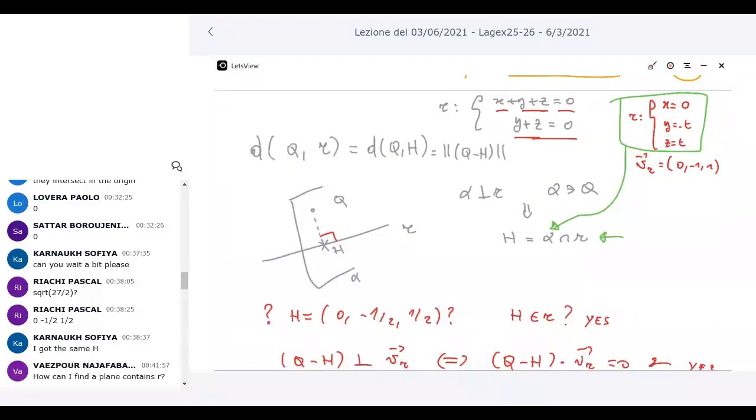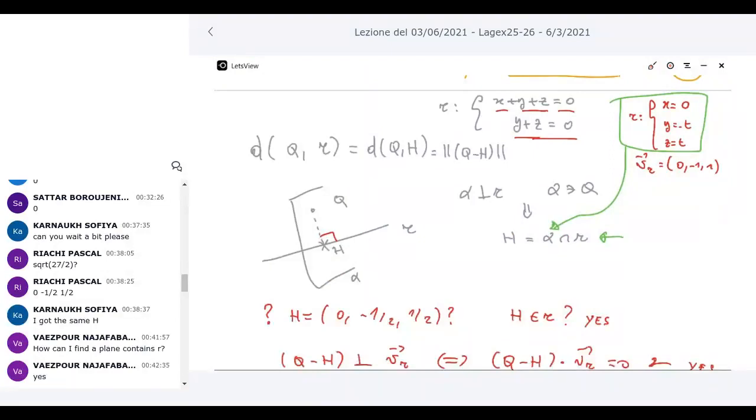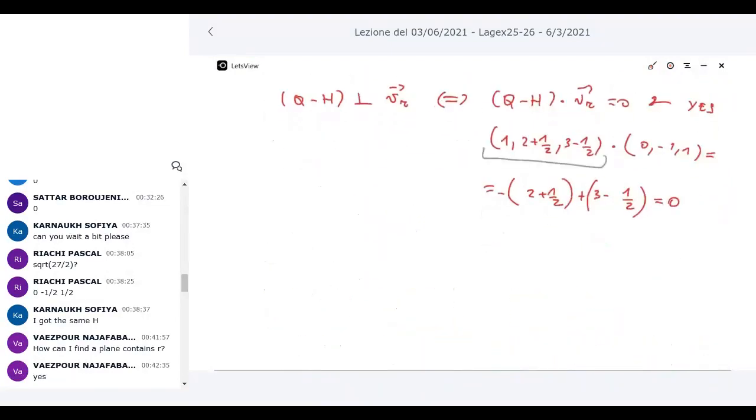Vespur Alireza says, how can I find... I think your question is, if a plane contains a line? Okay, well, so let's make a quick note.